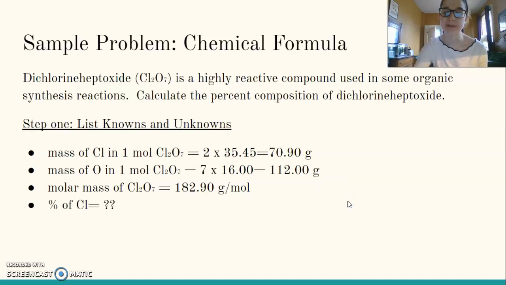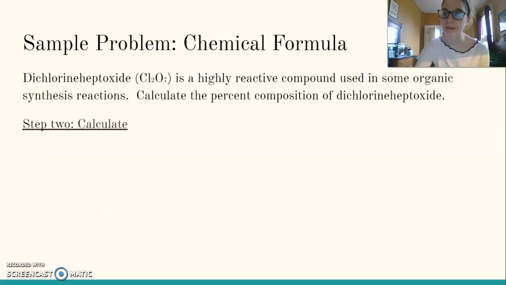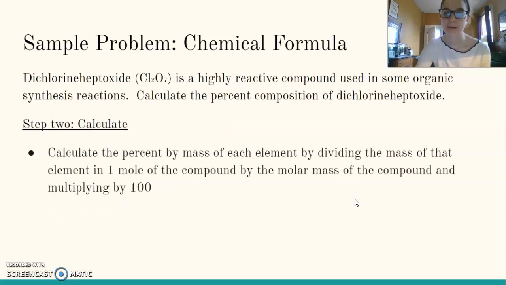We do not know the percent of chlorine, and we do not know the percent of oxygen. So that is what we are going to find in step 2 when we calculate. So calculate the percent by mass. We divide the mass of that element in 1 mole of the compound, that weight that we just found, by the molar mass of the compound, multiplying by 100%.